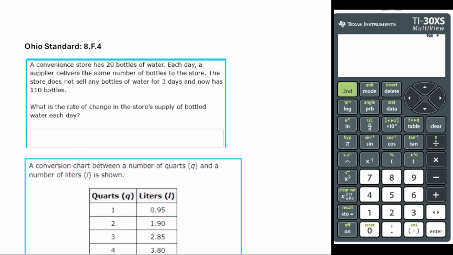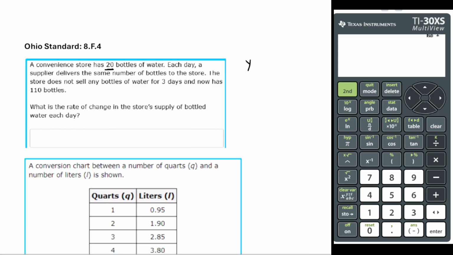A convenience store has 20 bottles of water. Each day a supplier delivers the same number of bottles to the store. The store does not sell any bottle of water for 3 days and now has 110 bottles. What is the rate of change? So, there's a lot of information in here, okay? So, it starts with 20 bottles of water, okay?